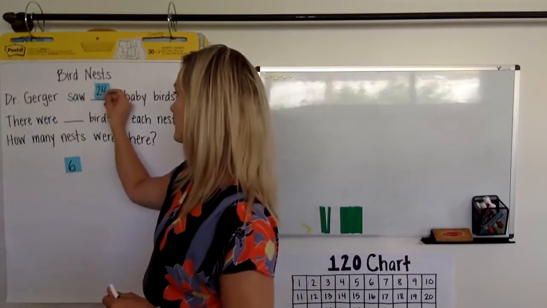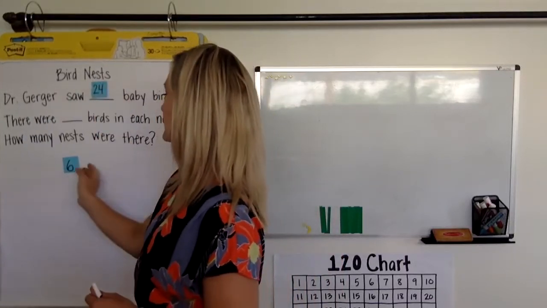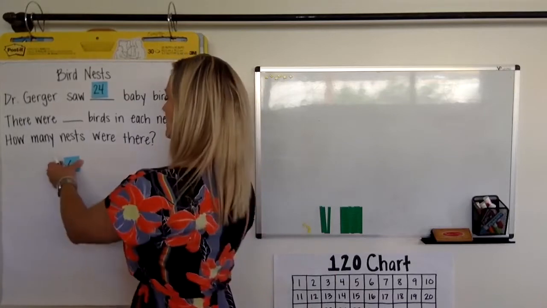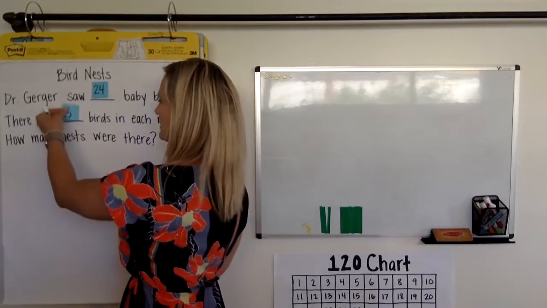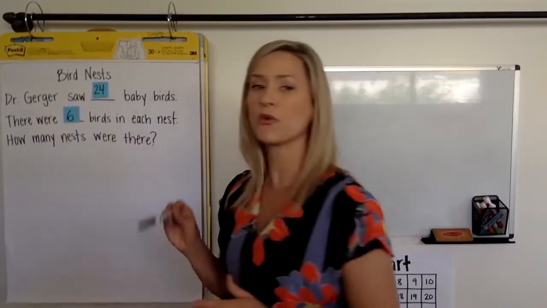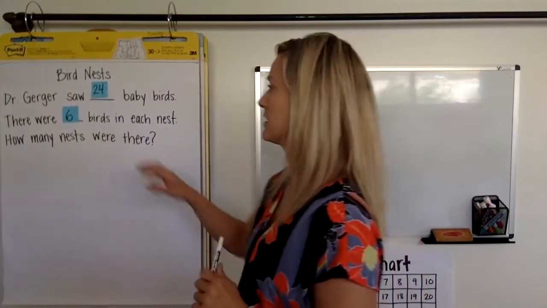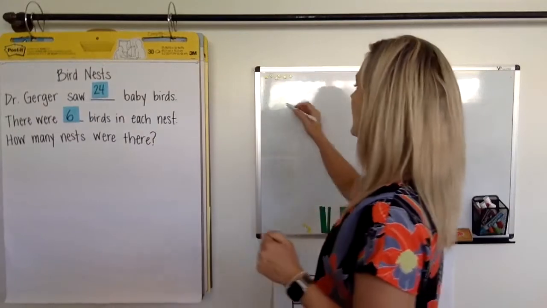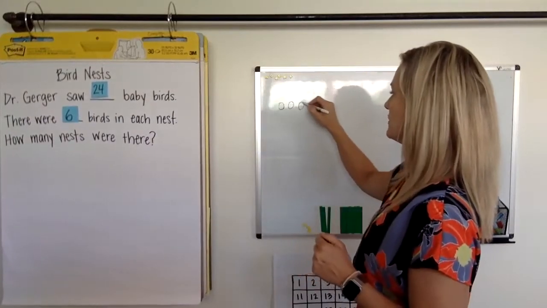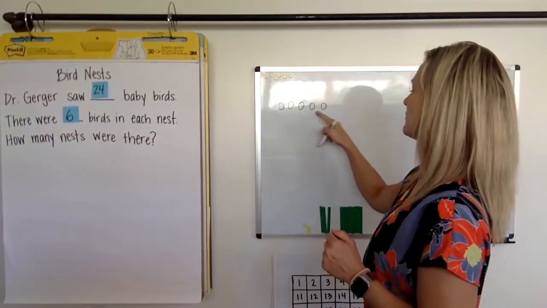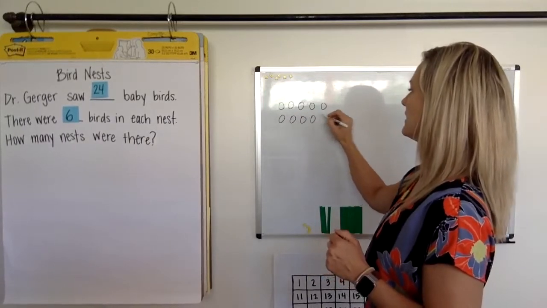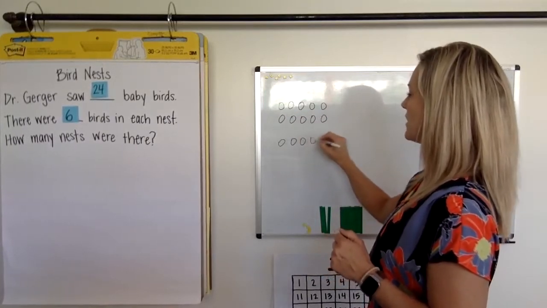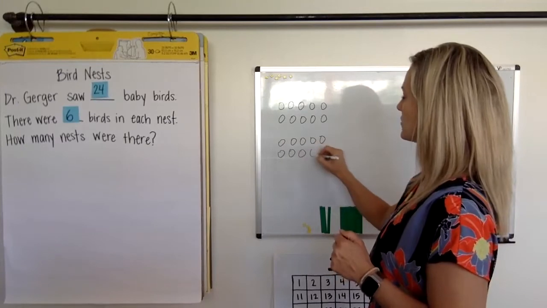And 24 is the first number. It goes here. 6 is the second number. It goes right here. So the way your child might solve this is by reading back to themselves. Dr. Gerger saw 24 baby birds. And they might literally do 1, 2, 3, 4, 5, 6, 7, 8, 9, 10.